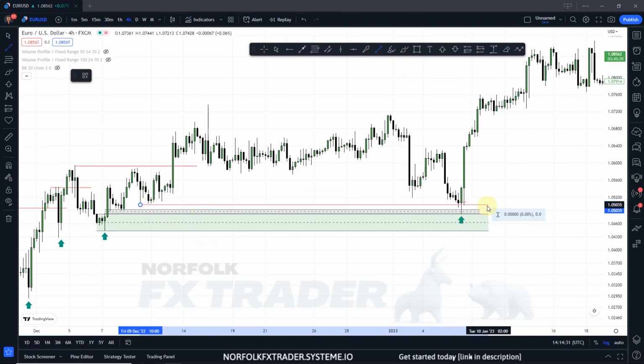Now there's more on this in other videos on the channel, which go through the use of what we call manipulations. And this is actually a manipulation of this low, where you can see the wick through, filling the imbalance into the demand zone and a nice reversal.